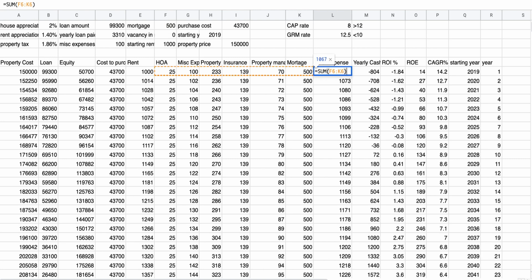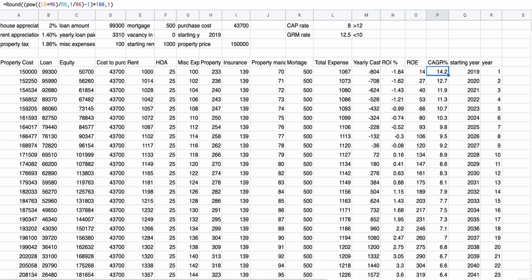And then there's total expense, where you add up all of these expenses, and then you find out, oh, I'm going to be spending $1067 every month, but I'm only going to get $1,000. So on a monthly basis, I'm down $67, or $800 on a yearly basis. So overall, my return on investment is negative. I'm going to lose money.